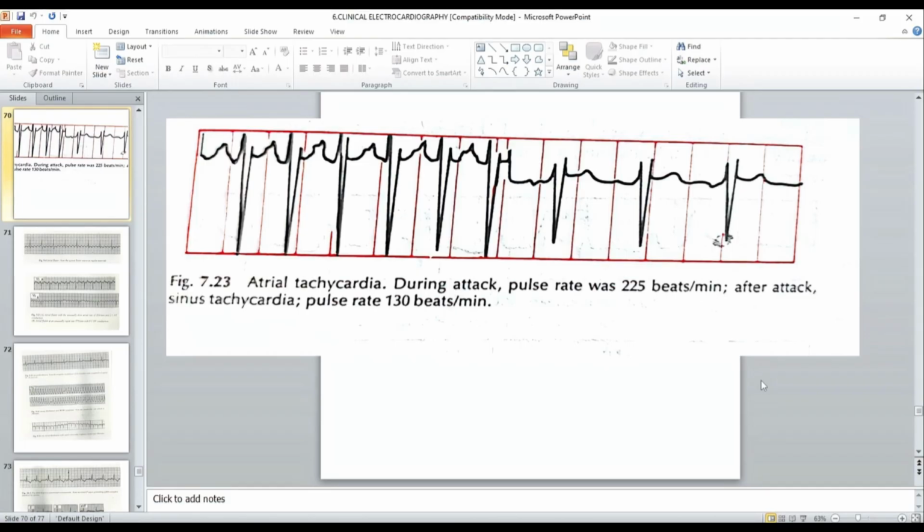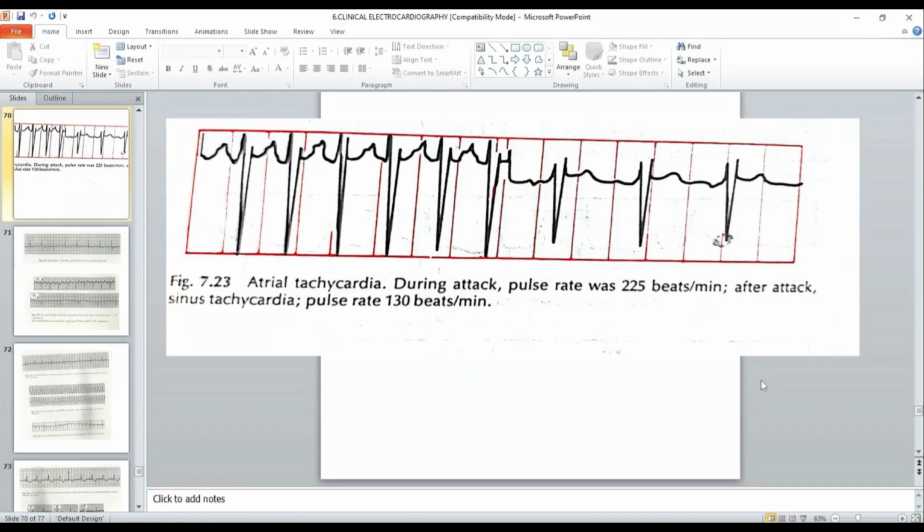Atrial tachycardia. Usually the rate is more than 100, but in paroxysmal atrial tachycardia, the rate is usually from 160 to 250, and all are conducted to the ventricles. That is 1-to-1 conduction. In paroxysmal atrial tachycardia, the rate is 160 to 250.